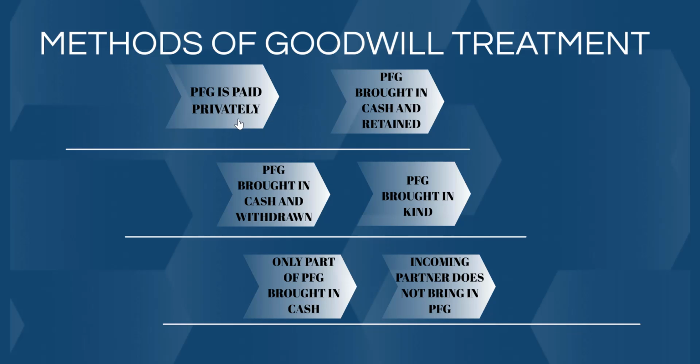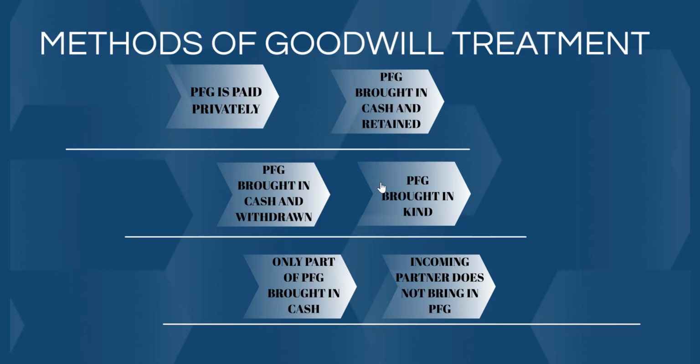The first case is when premium for goodwill is paid privately. The second case, premium for goodwill is brought in cash and retained in the business. Third case, premium for goodwill is brought in cash and is withdrawn.